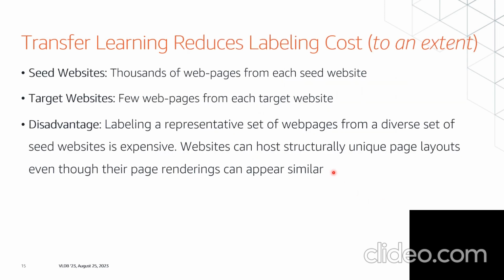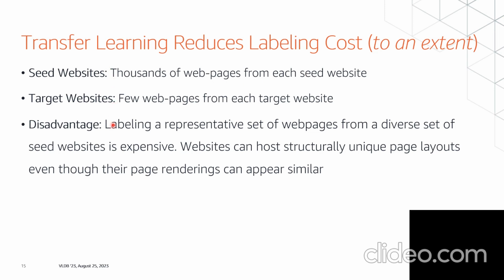But here is the problem: it is true that transfer learning does reduce labeling cost, but, as I have in brackets here, to some extent. Why does it reduce labeling cost only to some extent? Although it does reduce the labeling cost from the target websites, it relies on having a representative, exhaustive corpus composed of thousands of diverse web pages from each seed website to pre-train the model.